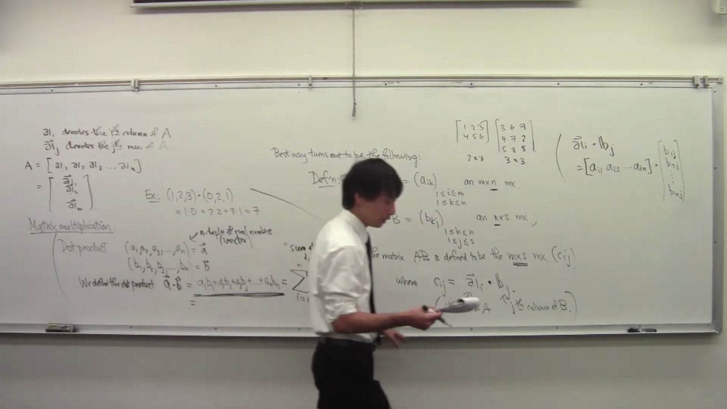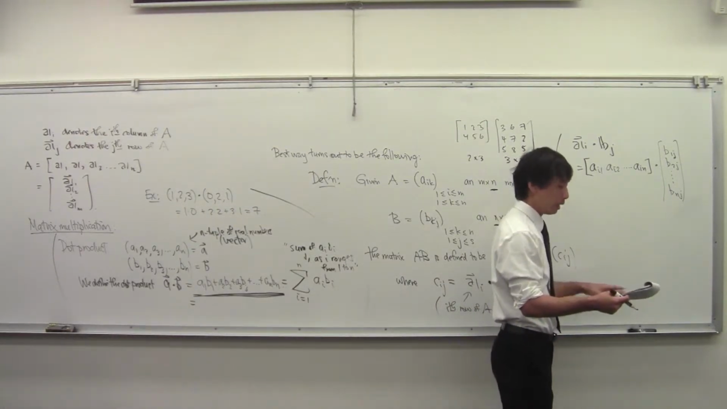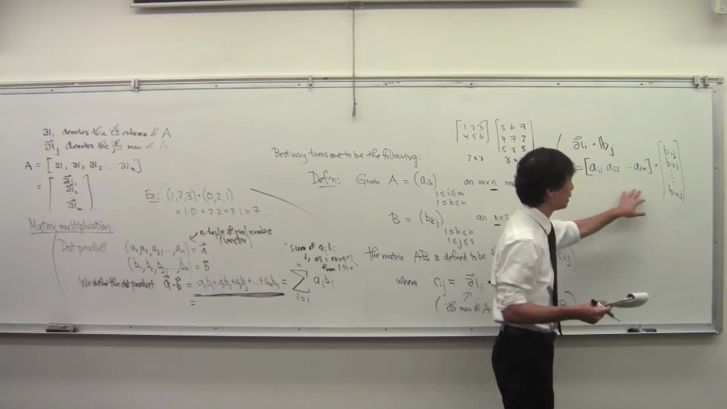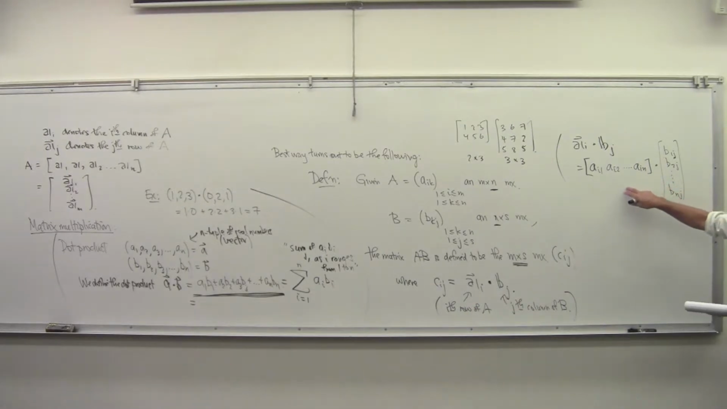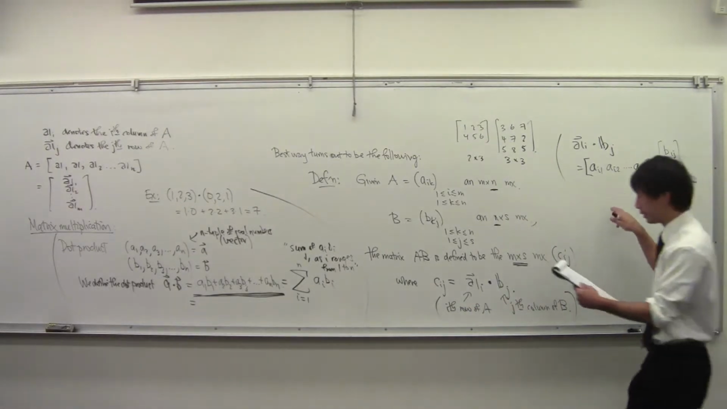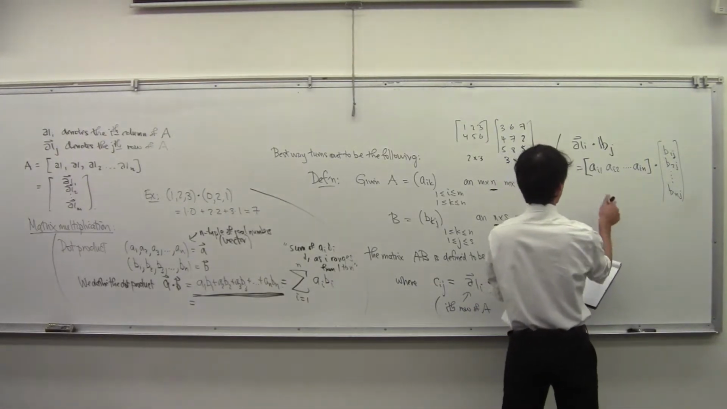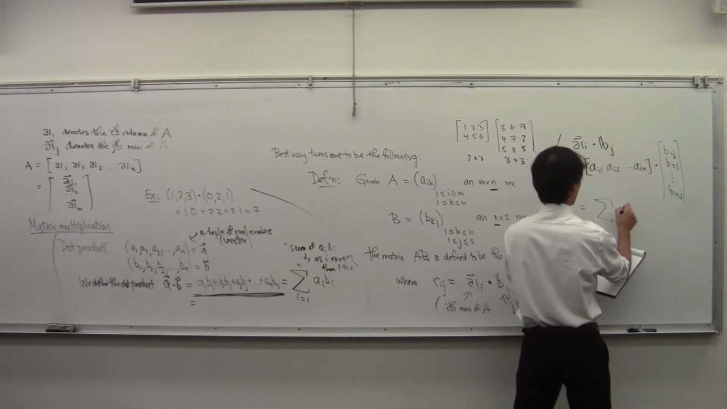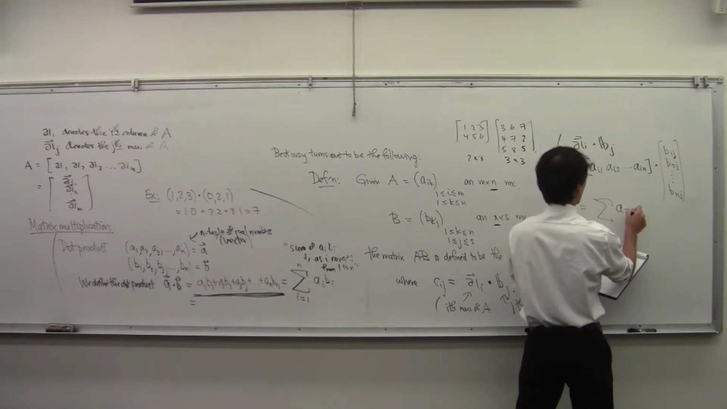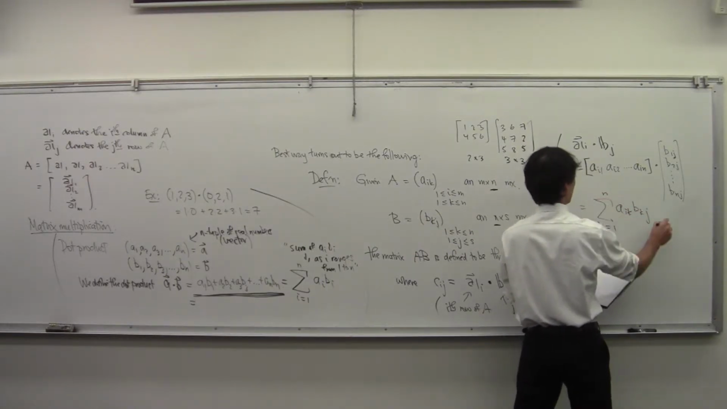I'll say that again in a second, but let me just go back to here. In sigma notation, this is the summation of a_ik b_kj as k ranges from 1 to n.